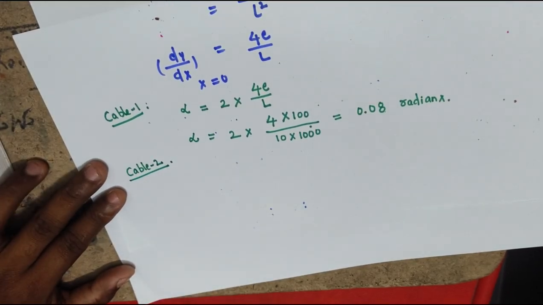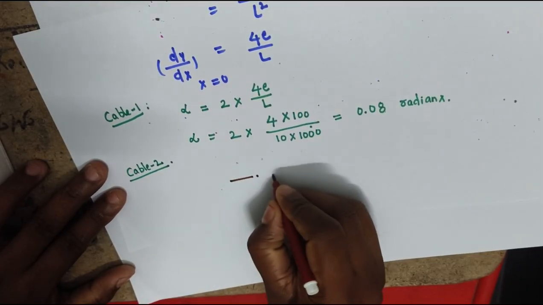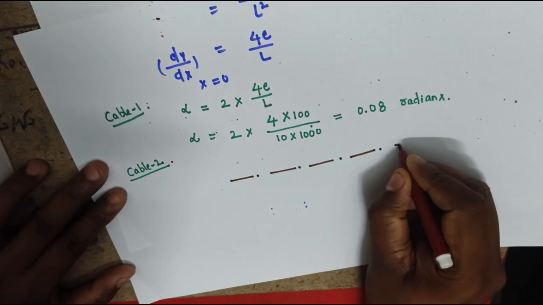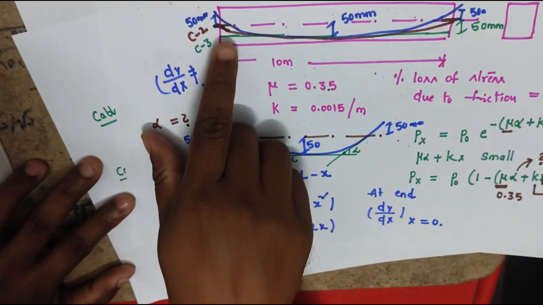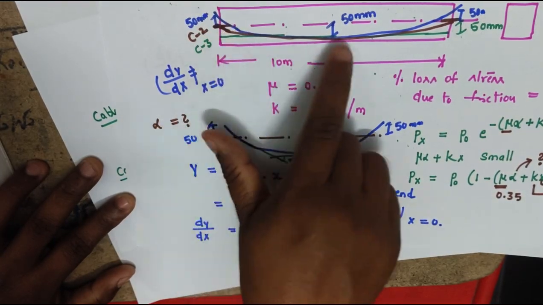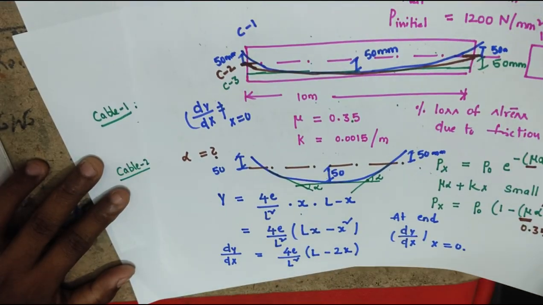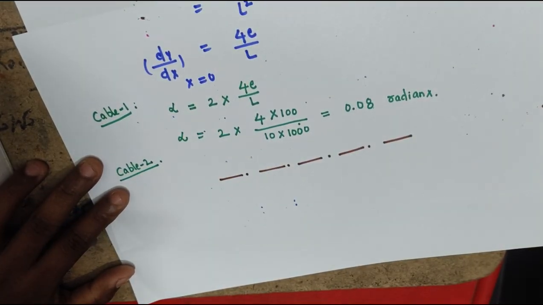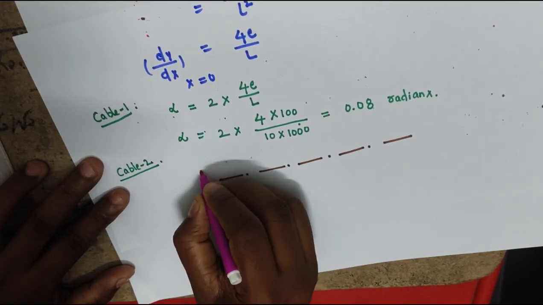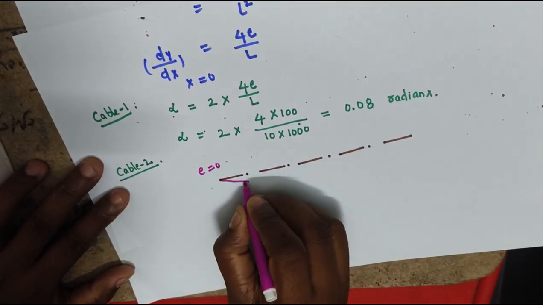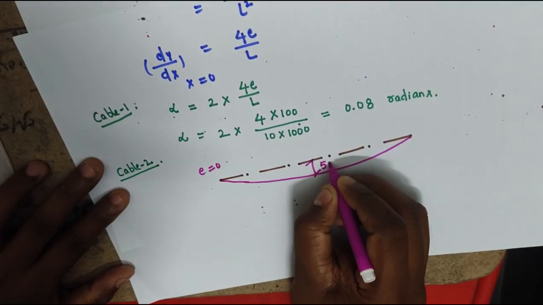Cable 2 is maintaining eccentricity at center only. This is the central axis. There is no eccentricity at ends. Cable 2 is having no eccentricity, e equals 0 at ends, but at center there is an eccentricity. Here it is maintaining the eccentricity of 50 mm.